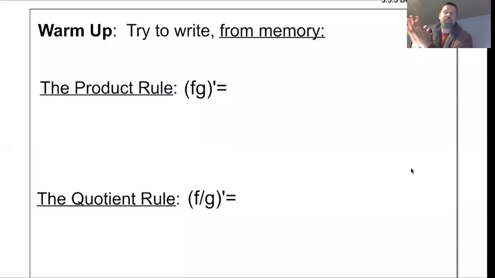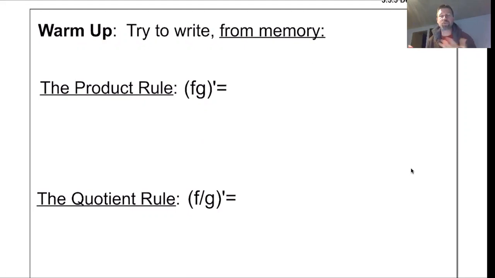Hello, welcome to 3.3.3. In today's video, we're just going to be talking about applying the product and the quotient rules in a more abstract manner. The AP exam is notorious for testing your knowledge of rules, such as the product rule and quotient rule, but doing it in novel and new ways.